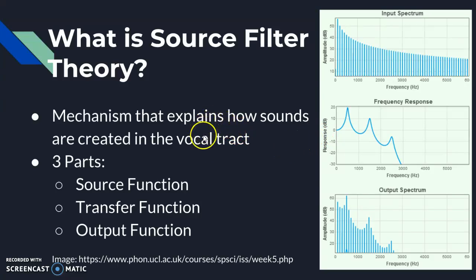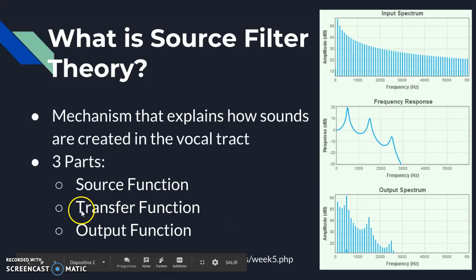So, source filter theory has three main parts. The first is source function, which is just the glottal sound that is produced before any filtering has occurred. And that's represented here in this input spectrum. So it's just the sound that occurs before it undergoes any filtering, and it might just sound like a buzzing sound.